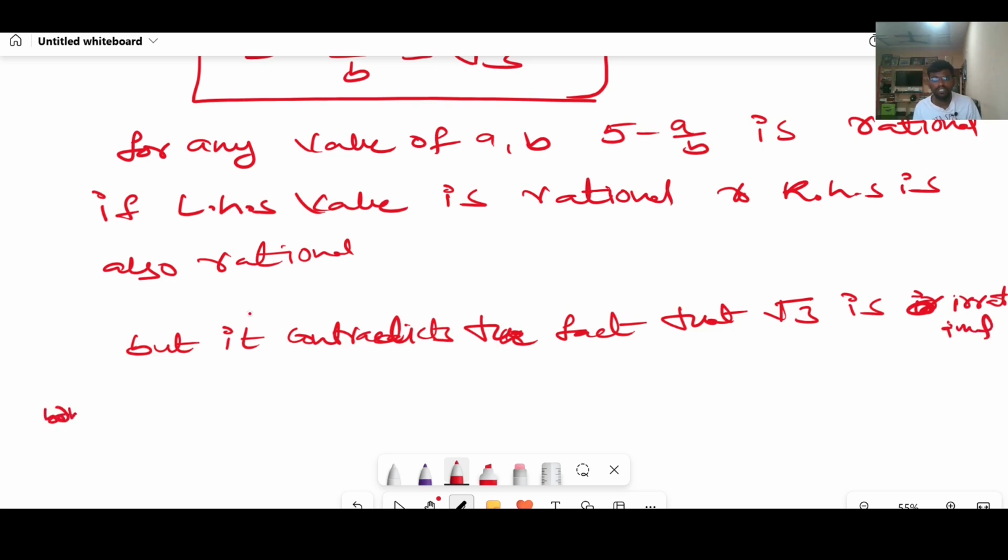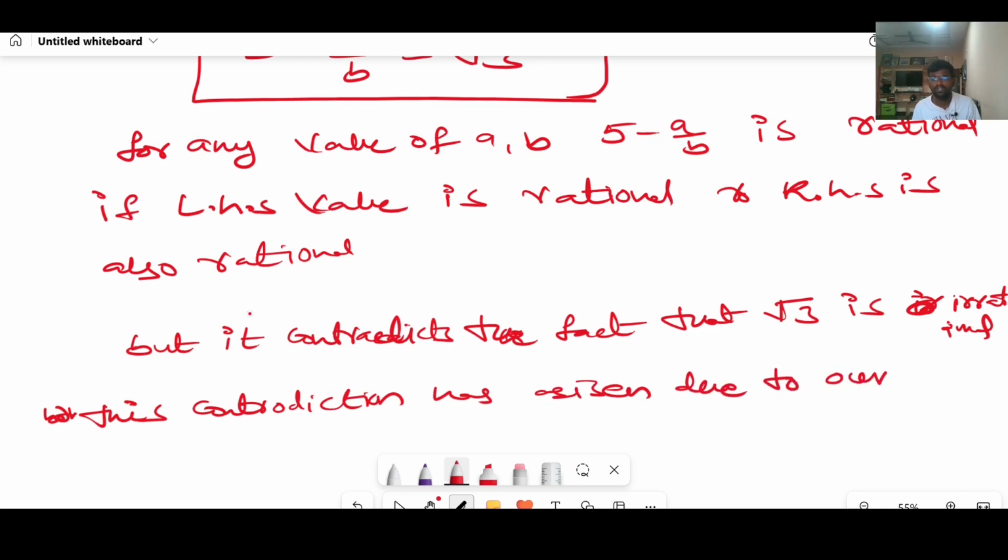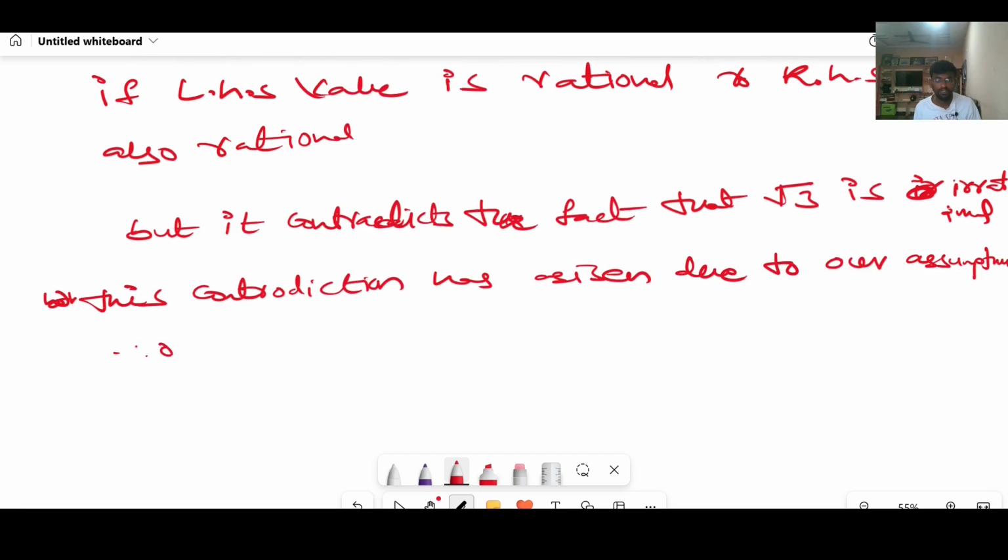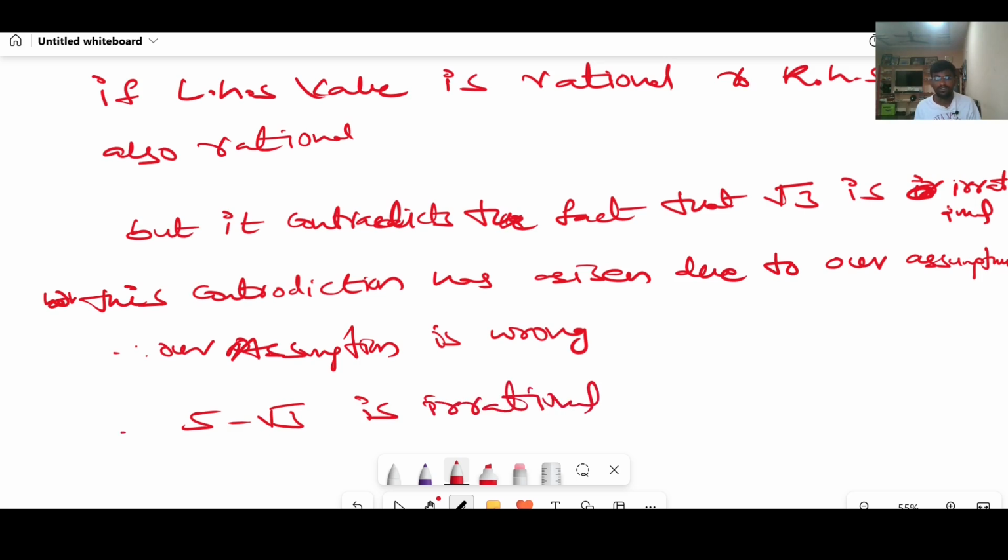Why has this contradiction arisen? Because of our assumption. What is our assumption? That 5 minus root 3 is rational. Therefore our assumption is wrong. Then what is right? 5 minus root 3 is irrational. Next one you can do example 9, and we will move to example 10.